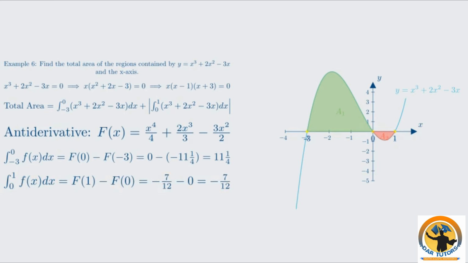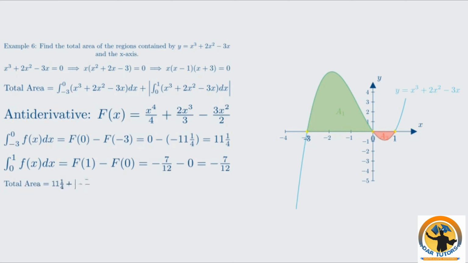This gives us negative 7 over 12 minus 0, which is negative 7 over 12. Finally, we add the absolute values. Total area equals 11 and 1/4 plus the absolute value of negative 7 over 12. This is 45 over 4 plus 7 over 12, which simplifies to 135 over 12 plus 7 over 12, giving a total area of 142 over 12, or 1 over 6 square units.